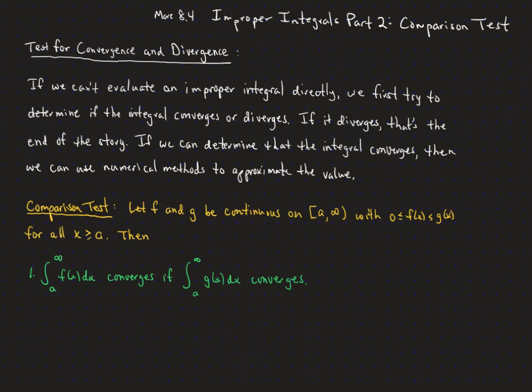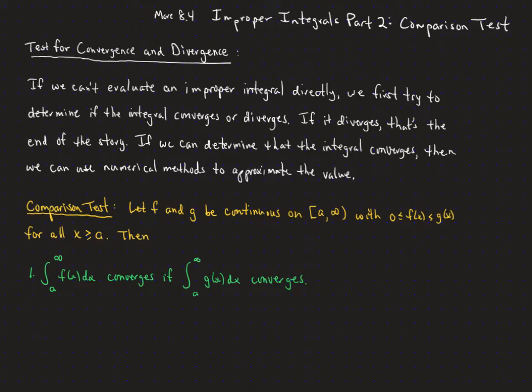In this video, we're going to talk some more about improper integrals. So we're going to talk about our test for convergence and divergence. If we can't evaluate an improper integral directly, we first try to determine if the integral converges or diverges. If it diverges, that's the end of the story, we're done.